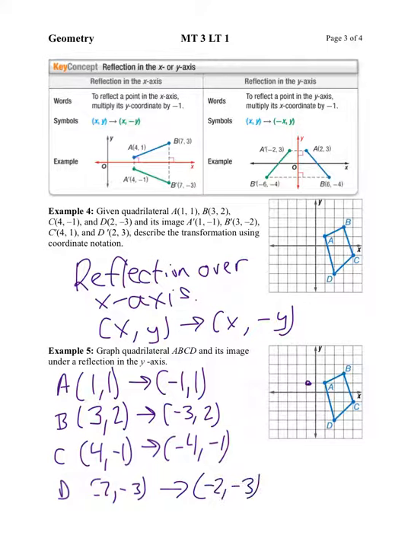Now let's plot those points. So (-1, 1) we've already plotted. Let's plot (-3, 2). Let's plot (-4, -1). And let's plot (-2, -3). And then we have our two images.